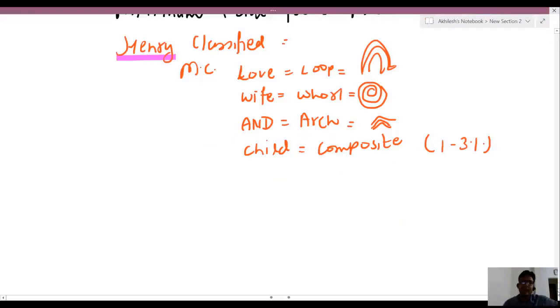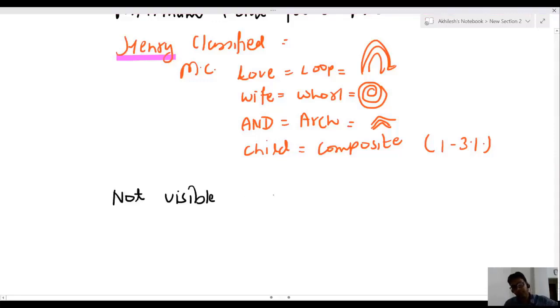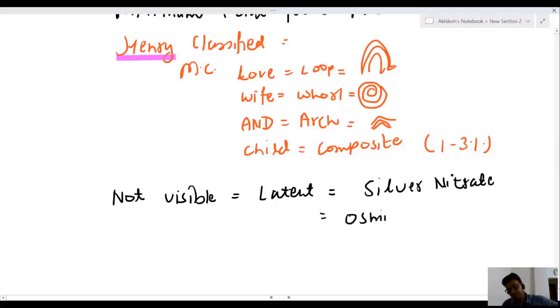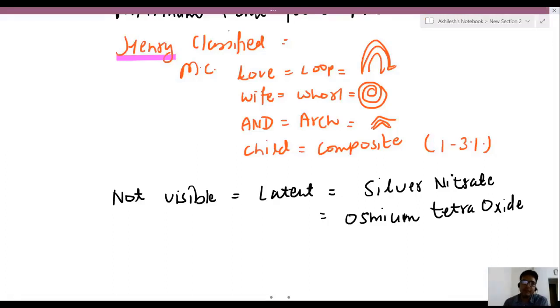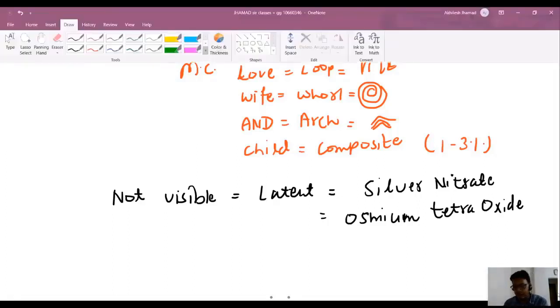Now sir, if fingerprints are not visible, these are known as latent fingerprints. And latent fingerprints can be visualized by silver nitrate and osmium tetraoxide.